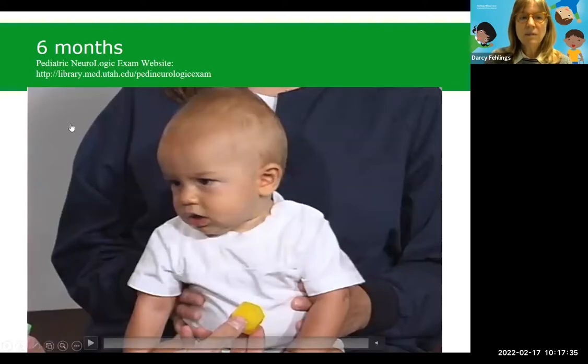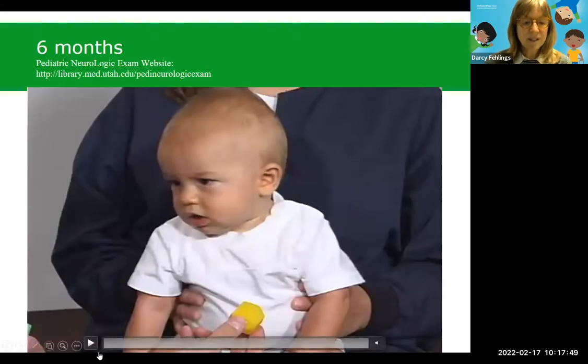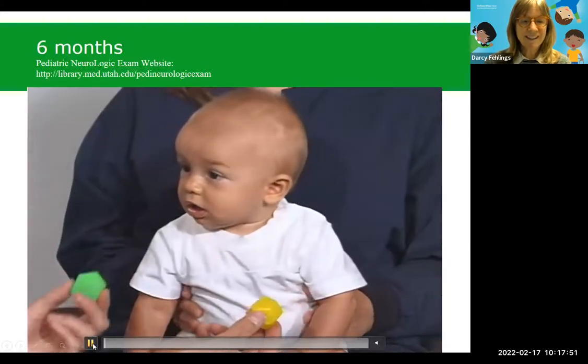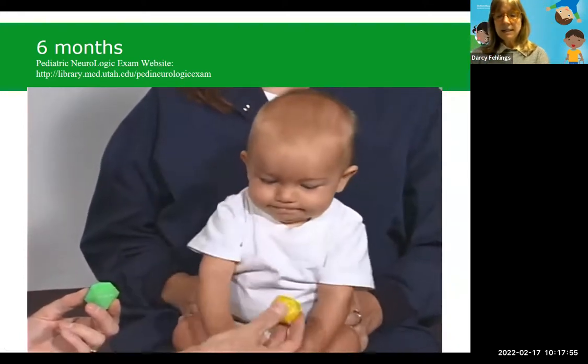So this is a fabulous website if you're involved in teaching any students about how to do a neurologic examination. It's open and free. So this is just a little clip of a typically developing child at 6 months of age. Let's see if I can get the video to go. There we go. And you can see nice symmetry.